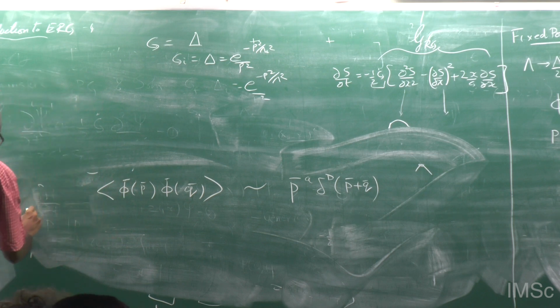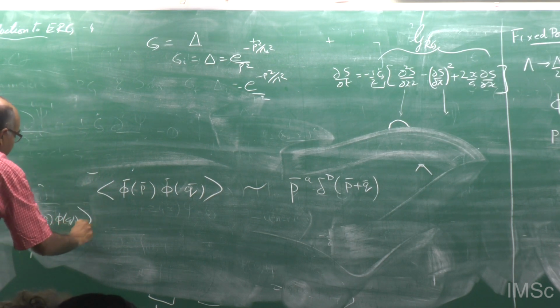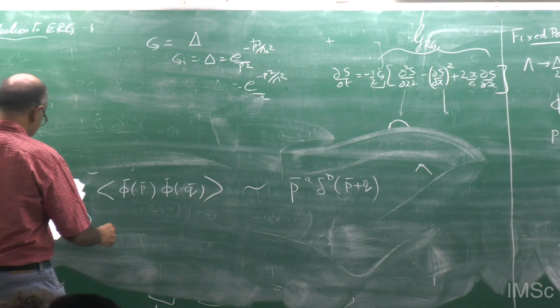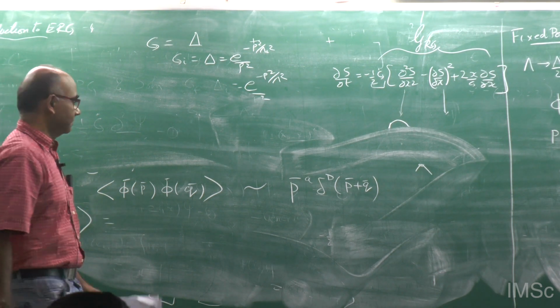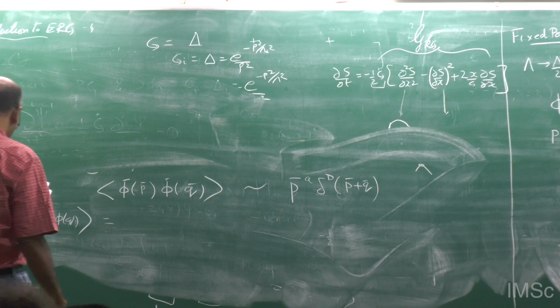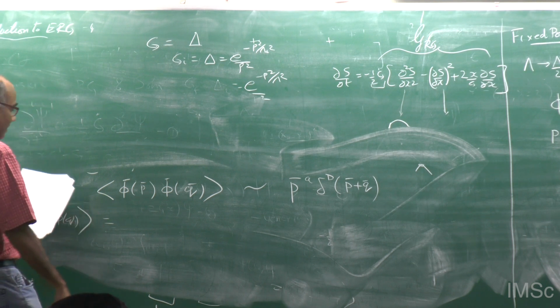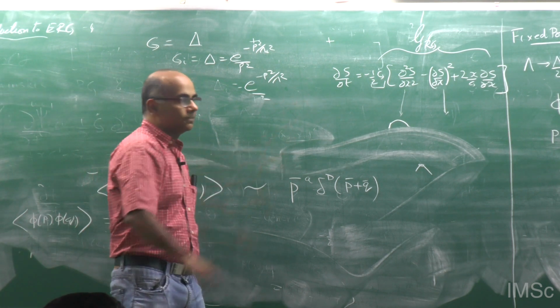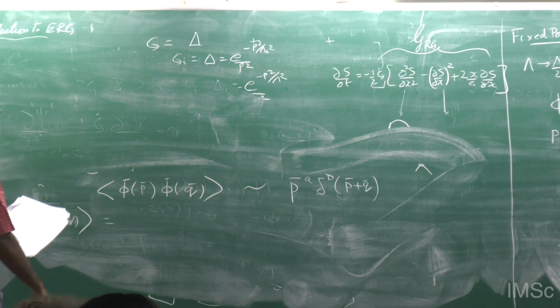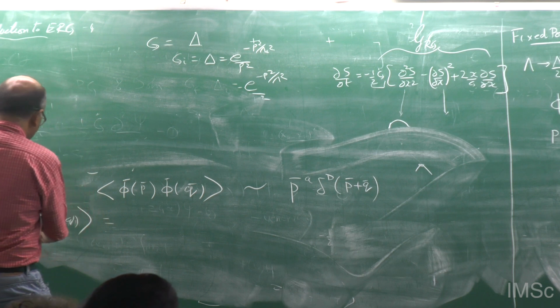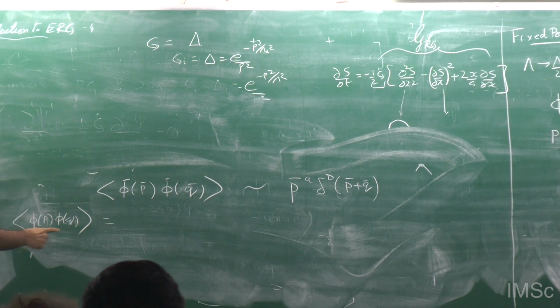So let's go back and calculate phi p, phi q. Index k? Oh, some number. It's going to be some power of p bar. So imagine you're calculating the two-point function in some limit. So if we now calculate this object, put back all the powers of lambdas.